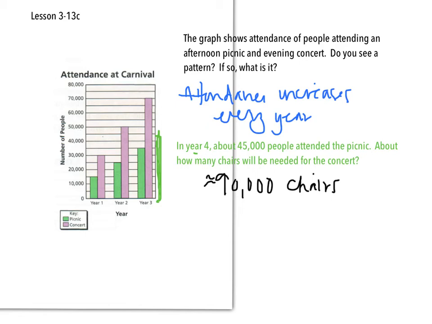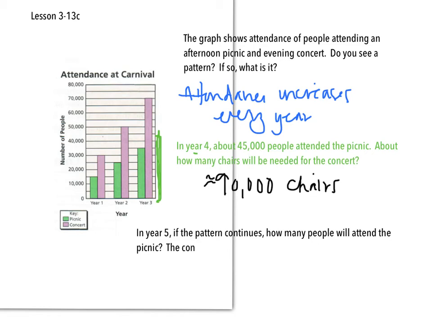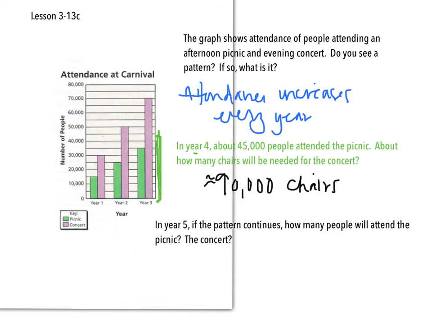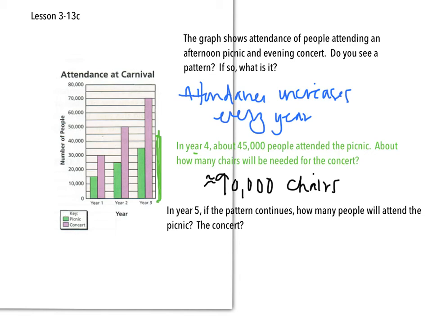Our final question is asking about the next year. So in year 5, if the pattern continues, how many people will attend the picnic, the concert? So how many people do you think are going to attend the picnic and the concert as we look at year 5? So why don't you look through here, knowing that I can probably draw up to 90 is going to be up to here.